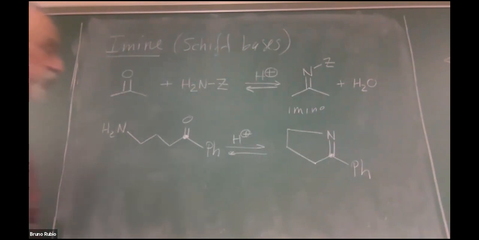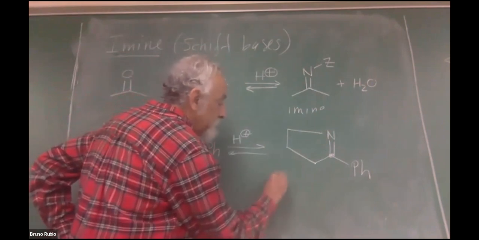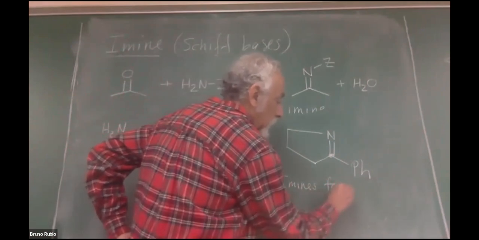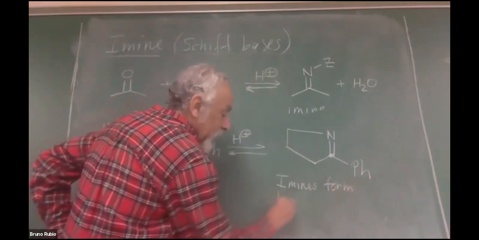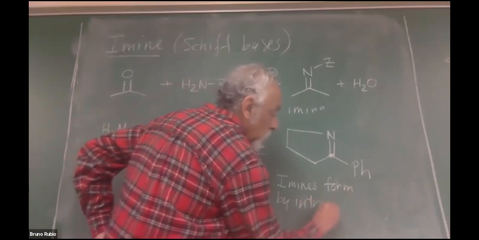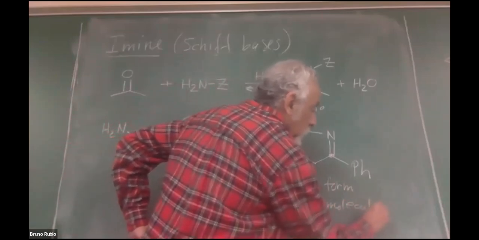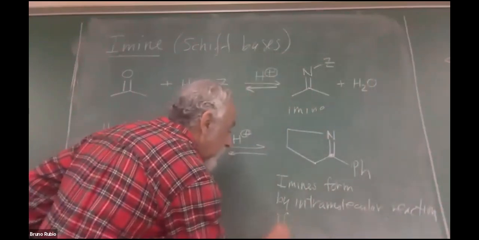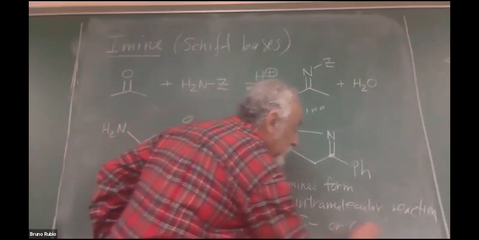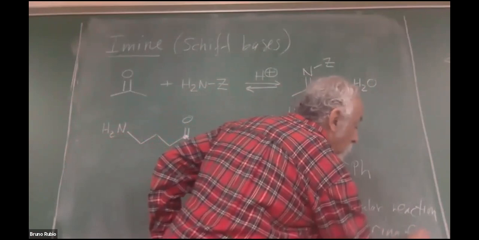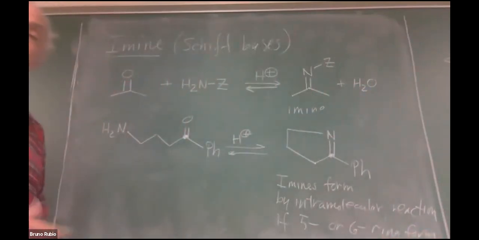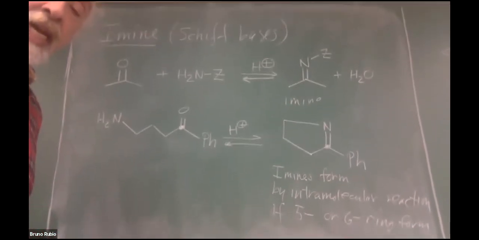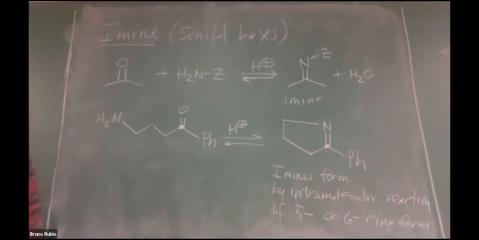intramolecular imine formation. So the imines form by an intramolecular reaction if a 5 or a 6 ring can form. Right, nothing new. We've seen this before with the acetal and the hemiacetal. Okay.